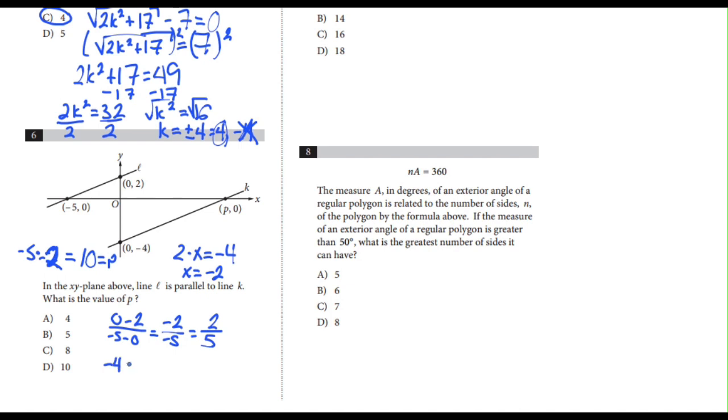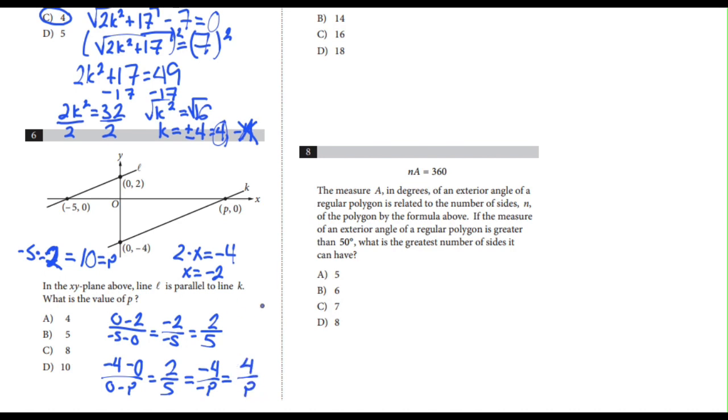y2 minus y1 over x2 minus x1. And we know that the slope has to be the same. So if we evaluate the fraction on the left, negative 4 minus 0 is negative 4. And then 0 minus p is going to be negative p. Negative 4 over negative p is positive 4 over p.